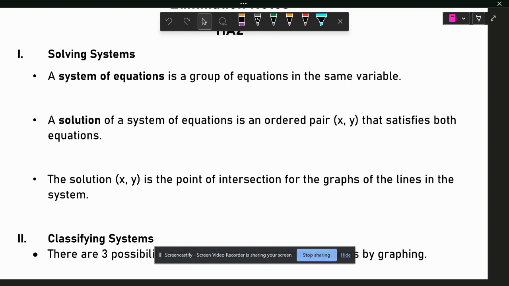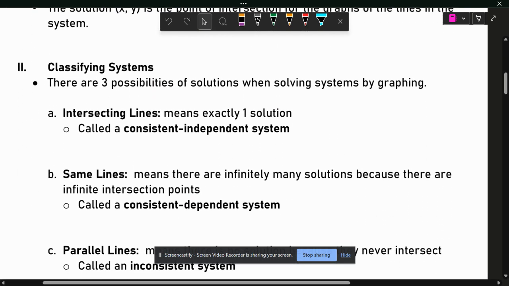You're welcome. All right. So, what is a system of equations? It's a group of equations with the same variables. The solution is always the point of intersection whenever it comes to two graphs. So, whenever you're looking for a solution, it is always the point of intersection. I can't stress that enough. And it's always a coordinate point with x, y.